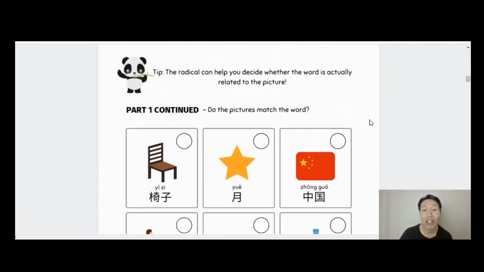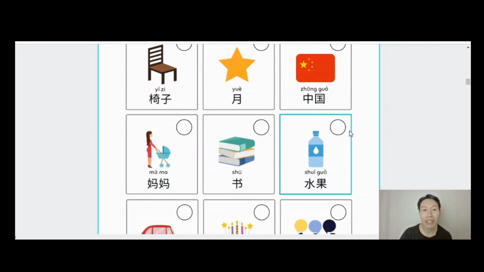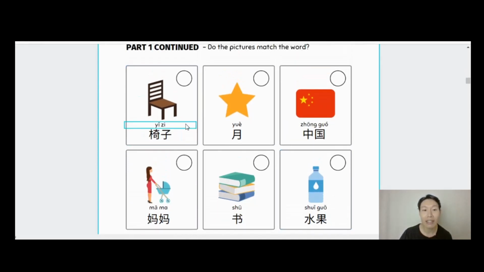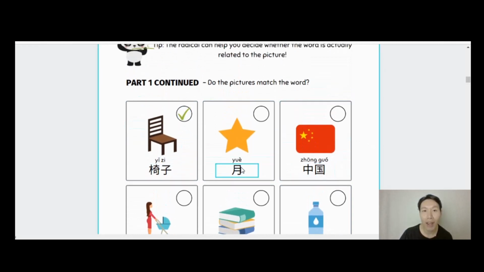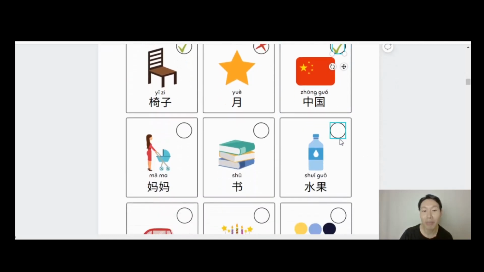Okay, moving on to the next part. Here we see 椅子. 椅子 means chair. So that is correct. Next, we have 月. 月 means moon. So it's not stars. So this is incorrect. Next, we have 中国. 中国 obviously means China, the middle country. 中 means middle and 国 means country.